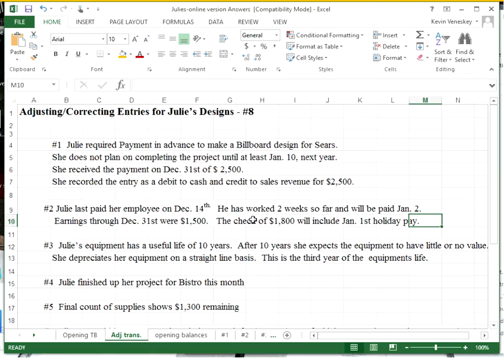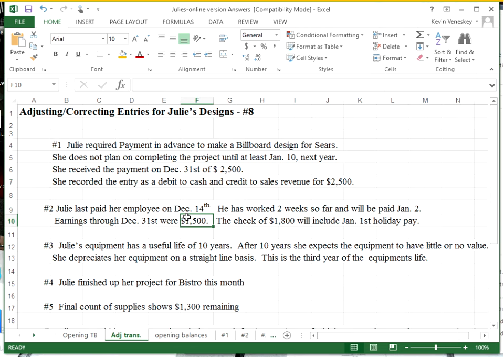So what we want to do is, we need to record something here because work was done. Even though a payment hasn't been made, that's irrelevant. With an adjusting entry, we have to record an entry when work has been done, even though payment may not have been made. Now, this is extra information right here. Don't let this throw you off. The $1,800, that's next year. What I care about is how much work was done right now. And there's $1,500 work done.